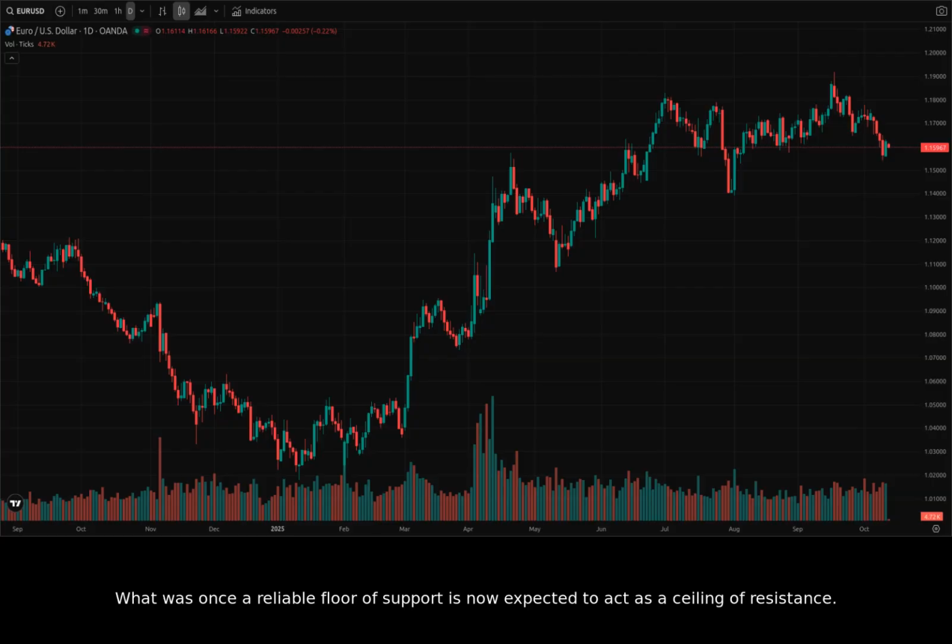What was once a reliable floor of support is now expected to act as a ceiling of resistance. Any attempt by bulls to rally will face a major test at this level. Looking down, the low from October 9th at 1.1542 serves as our first line of immediate support. A break below this level would confirm the continuation of the downtrend.